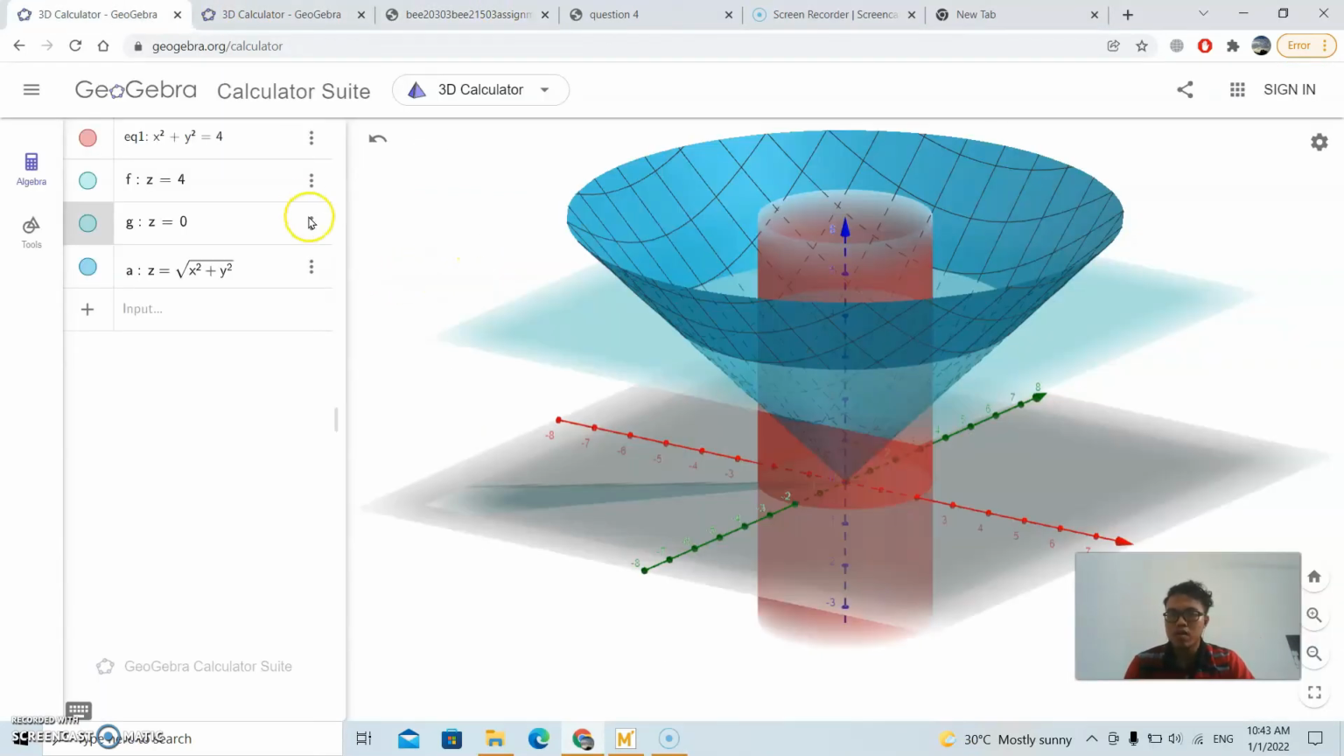I will proceed to the question for B2, which is to sketch the graph of the surface. For the first equation, x square plus y square equal to 4 refers to the cylinder. And second, z equal to square root of x square plus y square refers to the cone.